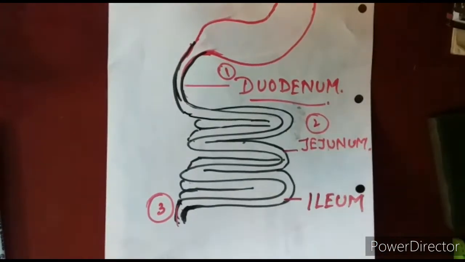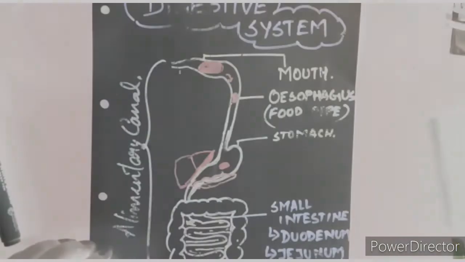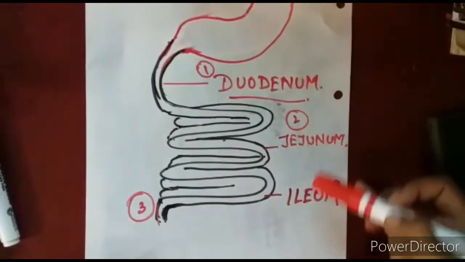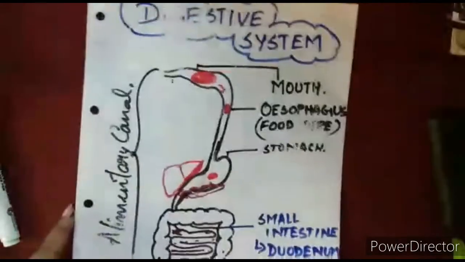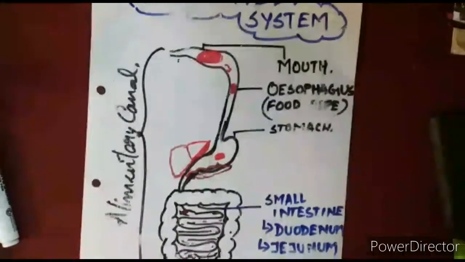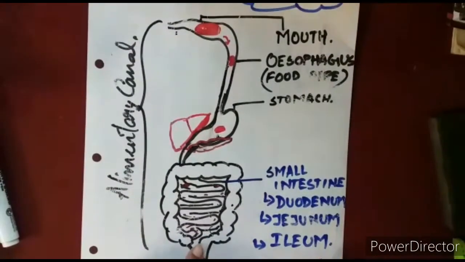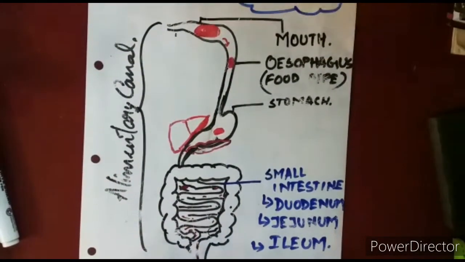Now let's move on to the large intestine. So you have understood duodenum, jejunum and ileum, where is their position. Now the next one is the large intestine. Now I have ended over here. So here is the place. See, you can see this.